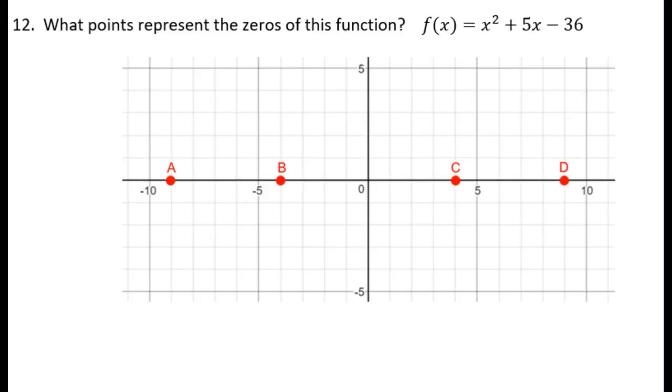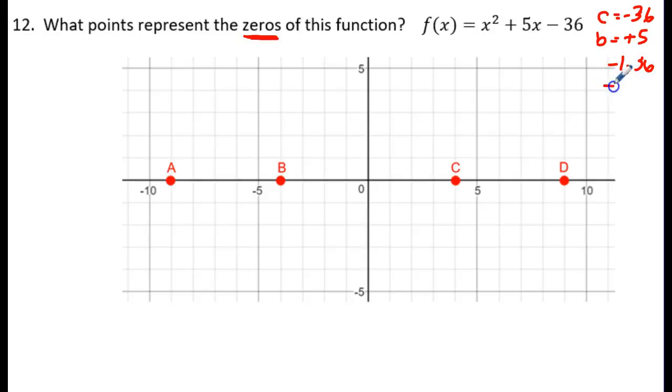Problem number 12 says, what points represent the zeros of this function? So again, here's that key word, zeros. Also means the solutions. So if I look at this function x squared plus 5x minus 36, the first thing I want to do is I want to factor. So I want to find two numbers that multiply to -36, and those same two numbers add to +5. Well, if I'm multiplying to a negative, adding to a positive, that means one positive, one negative, with my bigger number being positive.